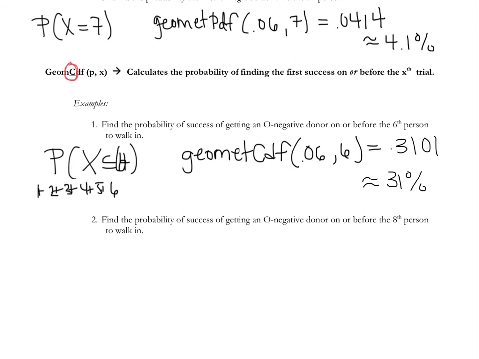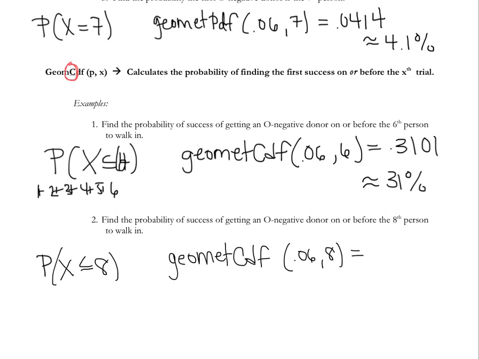Find the probability of success of getting an O-negative donor on or before the 8th person to walk in. So again, this could take quite some time if I had to do it by hand. X is less than or equal to 8. So my calculator, geometCDF, C actually stands for cumulative, which means adding it all up. Think of cumulative tests. They have a lot of information on them. So 0.06, 8. And I get 0.3904. So there is about a 39% chance of getting an O-negative donor on or before the 8th person.